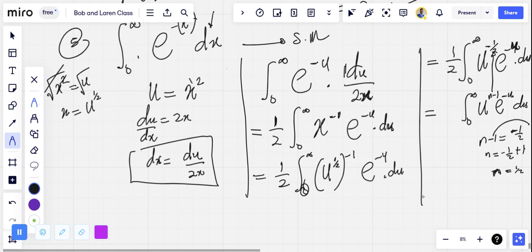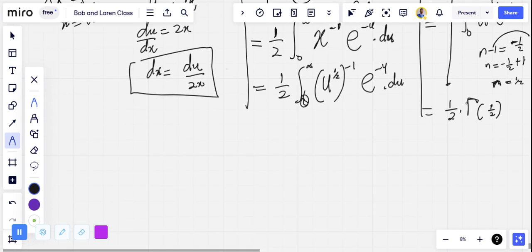That's half. So I'll just bring this 1 over 2 down, and I'll have this expression as gamma of n, and my n is half. Right? So since my n is half, what's gamma of half? Gamma of half is root pi. So this is the final answer, 1 over 2 root pi. Guys, I think that's all for question number 7 for the gamma function.